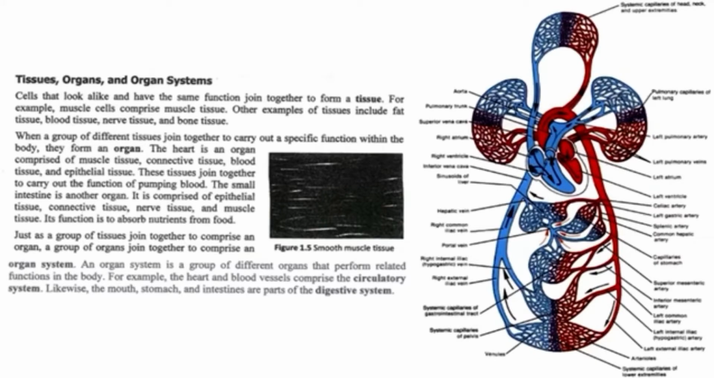The small intestine is another organ. It is comprised of epithelial tissue, connective tissue, nerve tissue, and muscle tissue. Its function is to absorb nutrition from food. Just as a group of tissues join together to comprise an organ, a group of organs join together to comprise an organ system. An organ system is a group of different organs that perform related functions in the body. For example, the heart and the blood vessels comprise the circulatory system. Likewise, the mouth, stomach, and intestine are parts of the digestive system.